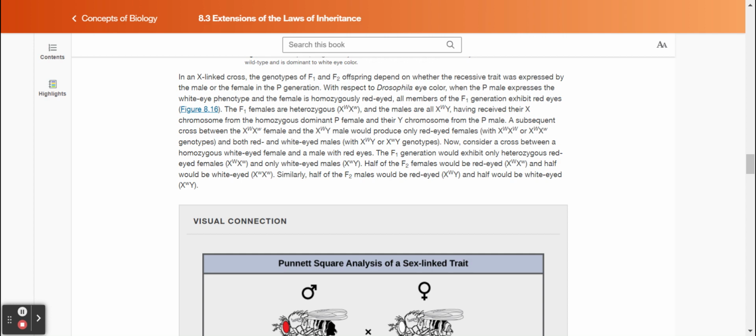Now, consider a cross between a homozygous white-eyed female and a male with red eyes. The F1 generation would exhibit only heterozygous red-eyed females and only white-eyed males. Half of the F2 females would be red-eyed, heterozygous, and half would be white-eyed, homozygous recessive. Similarly, half of the F2 males would be red-eyed, hemizygous dominant, and half would be white-eyed, hemizygous recessive.